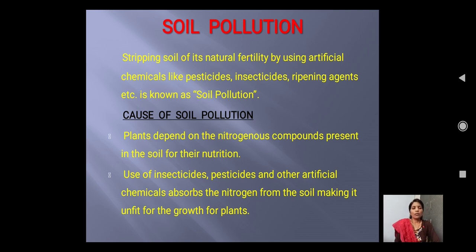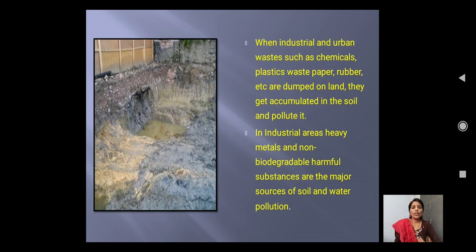Now soil pollution: stripping the soil of its natural fertility by using artificial chemicals like pesticides, insecticides, ripening agents, etc. They are the possible reasons for soil pollution. Plants depend on the nitrogenous compounds present in the soil for their nutrition, and when we release insecticides, pesticides or any other artificial chemical, it absorbs the nitrogen from the soil, making it unfit for the growth of plants. Industrial and urban waste, chemicals, plastics, waste paper, rubber are dumped on the land. Finally they accumulate in the soil and pollute it.